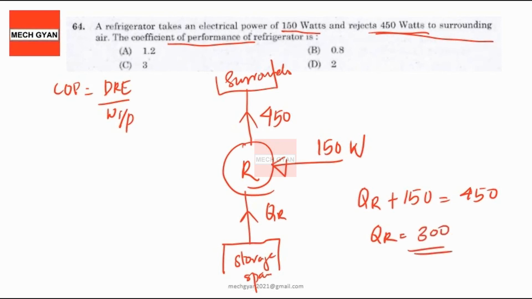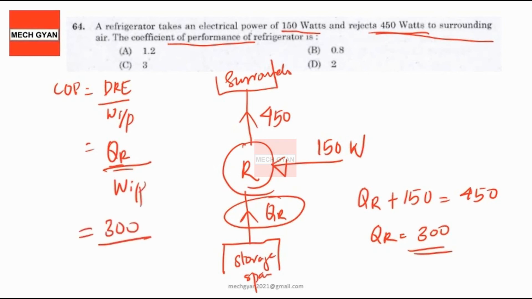So COP is desired refrigerating effect. So basically the storage space needs to be cooled. So QR by work input, that is equal to QR, 300, by work input, 150. Answer is 2. The option is D.